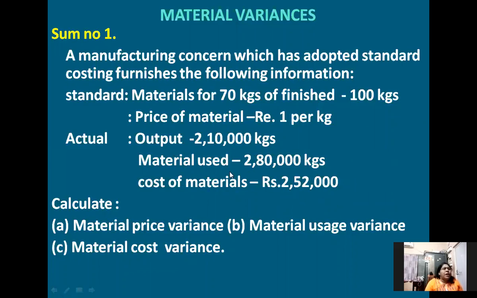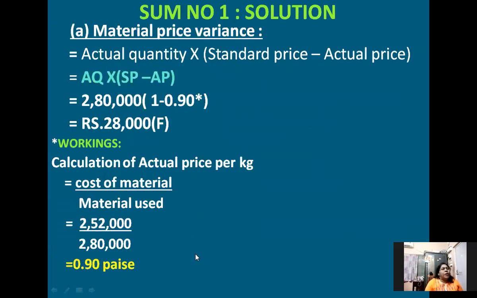Here we do not have the information about the actual price per kg. We can calculate it because we have the cost of materials and the material used. By making use of these two pieces of information, you will come to know the price per kg. Now look at the questions in this problem. We need to calculate the price variance, material usage variance, and material cost variance.